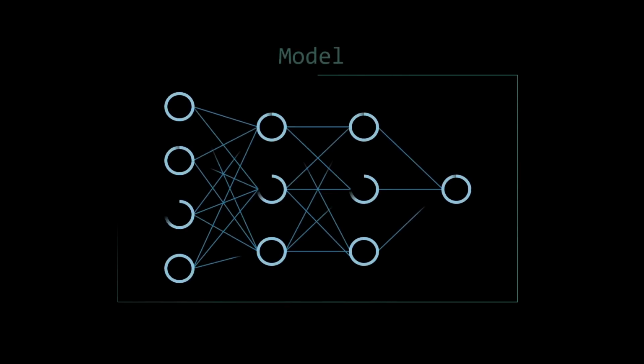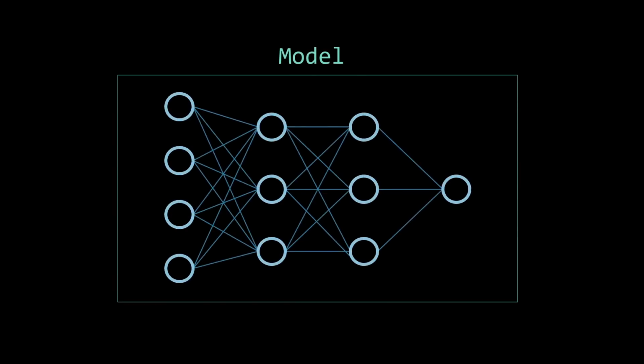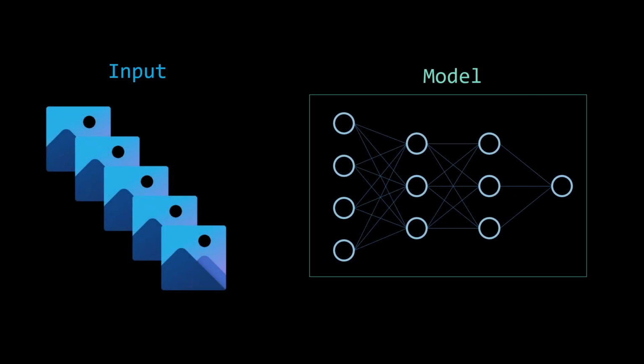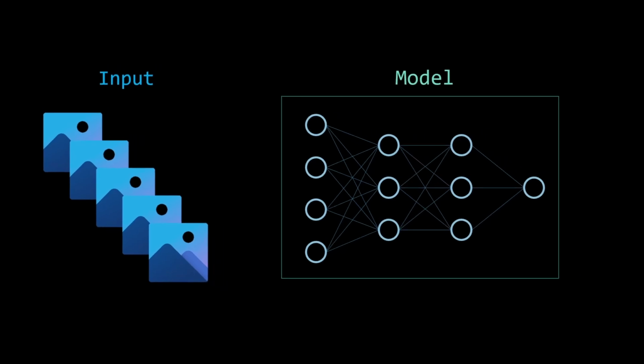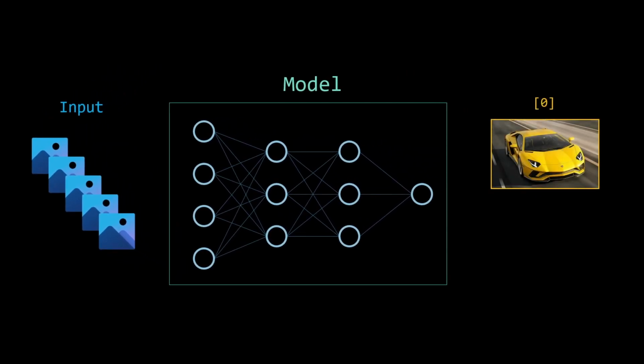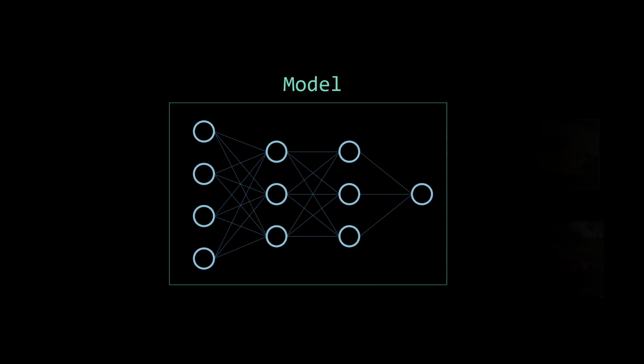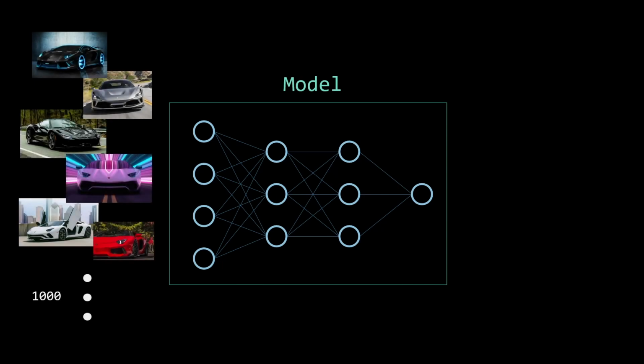We began our story with a neural network, a binary classification model where we want to input images, and upon running them through the model, we want to classify whether the output is of class A, a Lambo, or class B, a Ferrari, where we give a score of 0 or 1 respectively. And let's say we were to input 1,000 images.